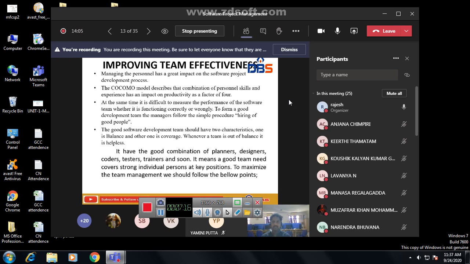ఓకేనా. So at the same time, it is difficult to measure the performance of a software team, whether it is functioning correctly or wrongly. So to form a good development team, the managers follow the simple procedure, that is hiring of good people. So simple గా చెప్తుంటే it will be hiring of the good people. అంటే వాళ్ళు పర్ఫెక్ట్గా వర్క్ చేయగలరా లేదా అనే దాన్ని బేస్ చేసుకొని ఇస్తామంటే the management, like the development team of the managers follow the simple procedure, that is hiring of good people. గుడ్ లైక్ దాని బెస్ట్ థింగ్ ఎవరు అనుకుంటారో వాళ్ళని రిక్రూట్ చేసుకుంటారు అని చెప్తాం.